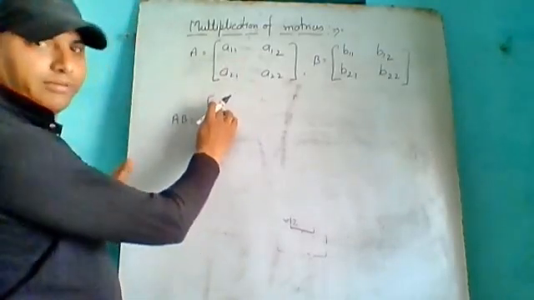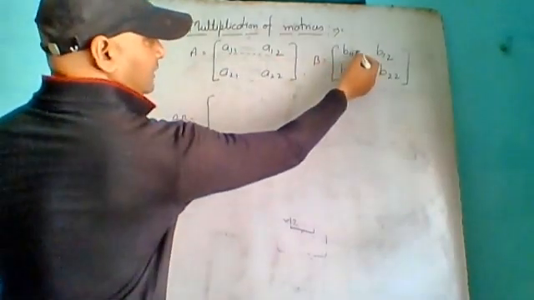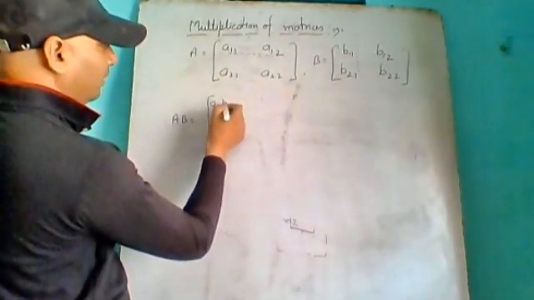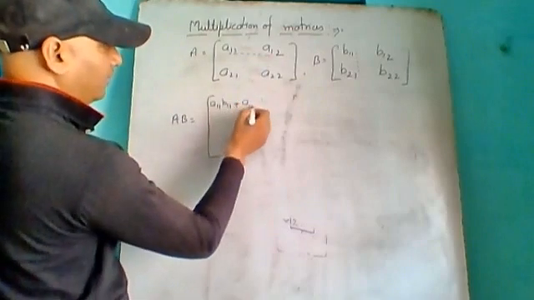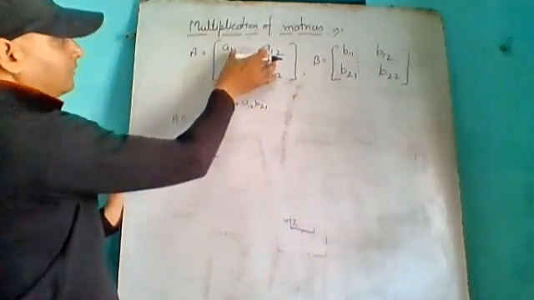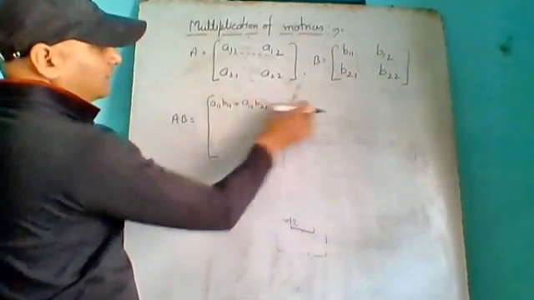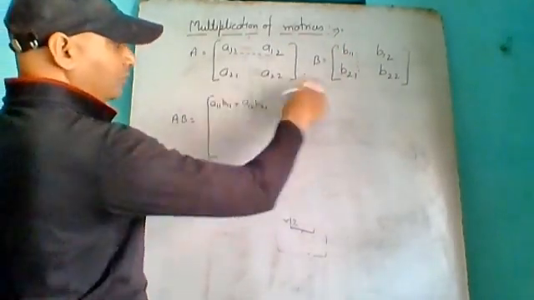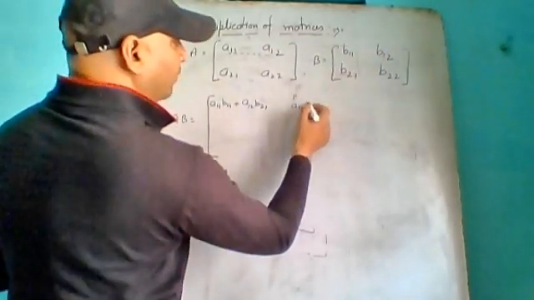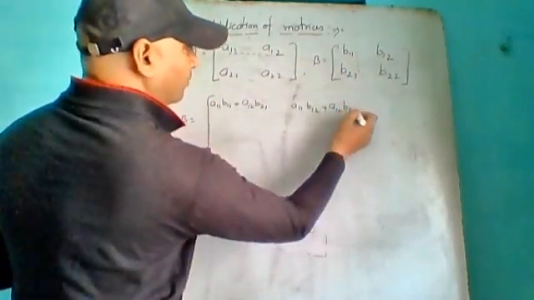A11, the position A11 means first row, first column. The first row and the second column, right? In corresponding elements: A11 B11 plus A12 B21. This one is the first element, correct? How can you multiply the first row and first column? Now this position is first row, second column. So, first row: A11 B12 plus A12 B22.